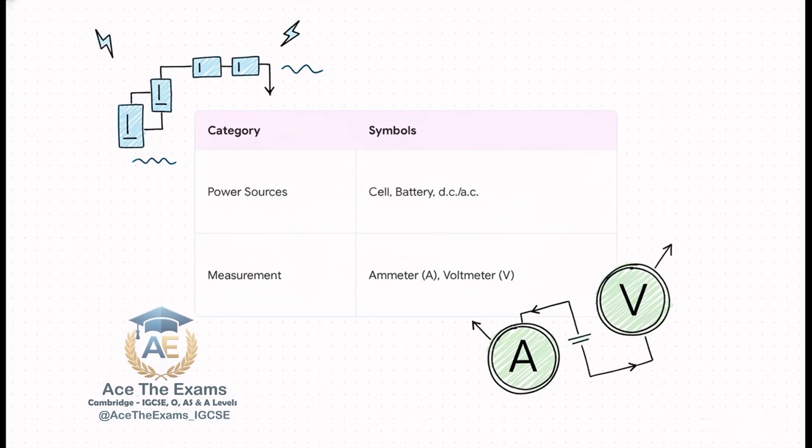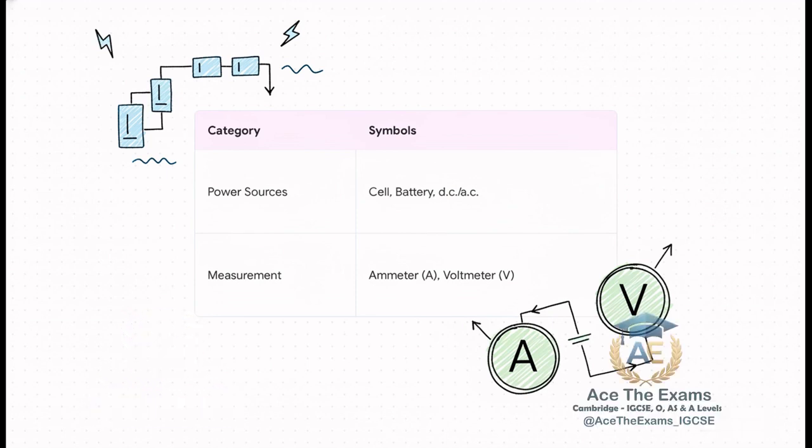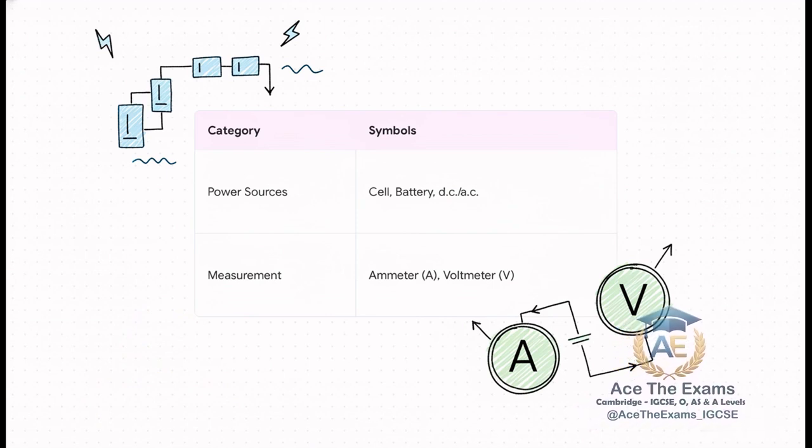A circle with an A inside is your ammeter. A circle with a V is your voltmeter. Now imagine the command word is compare. If you just say one has an A and one has a line, you fail.